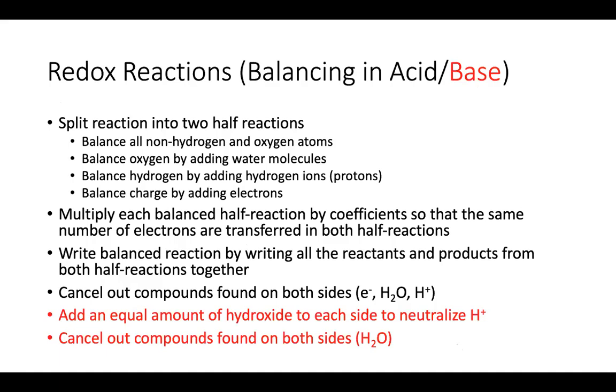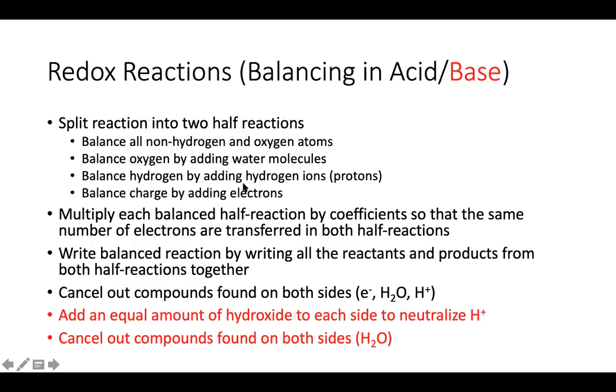And you're gonna balance your half reactions separately. You're gonna do this following these 4 sets of steps, right? So your first step is to balance any non-hydrogen or oxygen atoms, okay? Once you balance those, your next step is to balance oxygen by adding water molecules to one side. Then you'll balance the hydrogen by adding hydrogen ions or protons, H+, to one side. And then lastly, you're going to balance your charge by adding electrons.